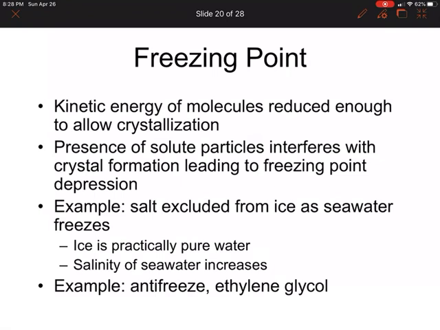Okay, we are on freezing point. I skipped the last slide, so if you've printed this off, you'll kind of notice that. Freezing point, it's the opposite, obviously, of boiling point. It's at 0 degrees Celsius or 32 degrees Fahrenheit.